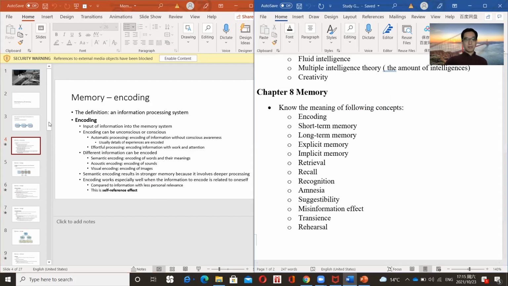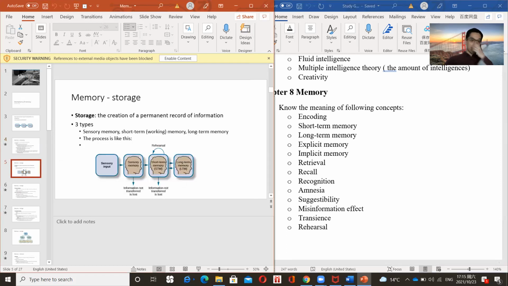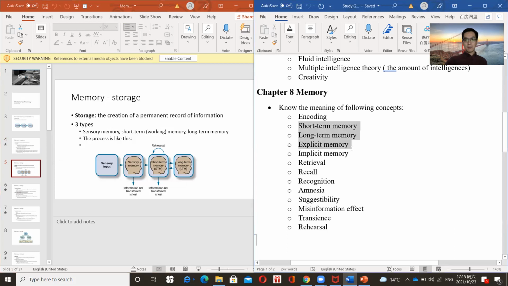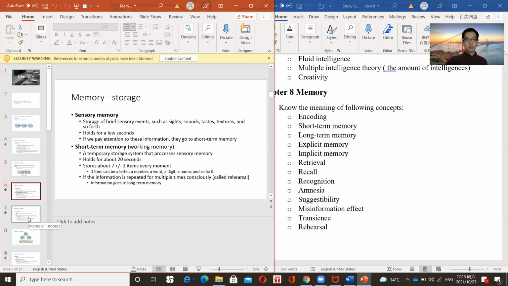And the next step, storage. There are different kinds of storage systems, different kinds of memory. There's short-term memory, there's long-term memory. Short-term memory is a temporary storage room in which the brain is processing the sensory information. It's very temporary, and it lasts only for about 20 seconds.